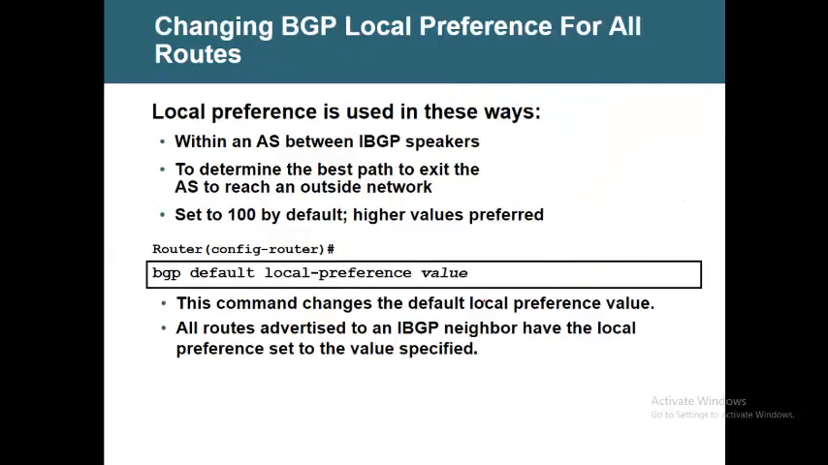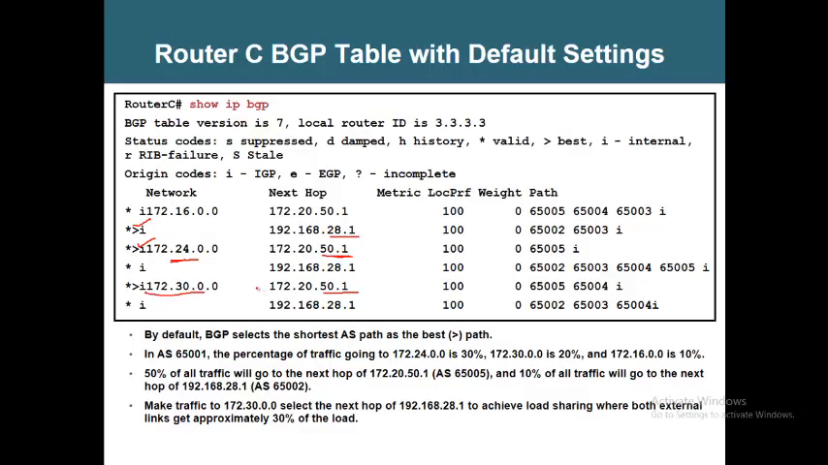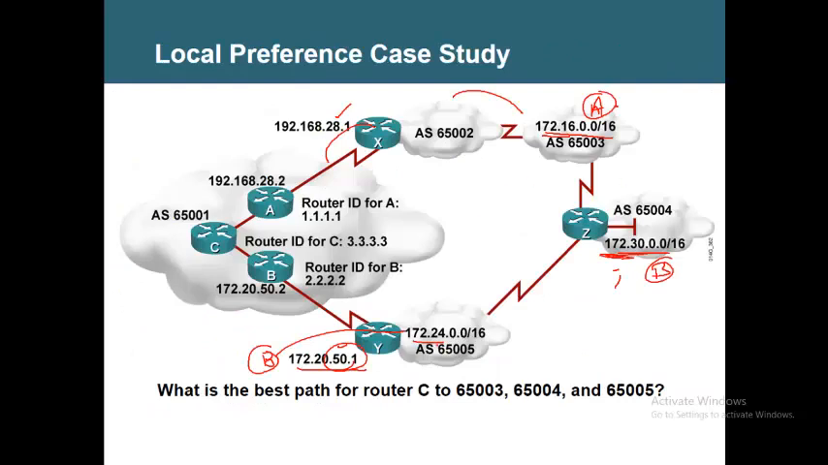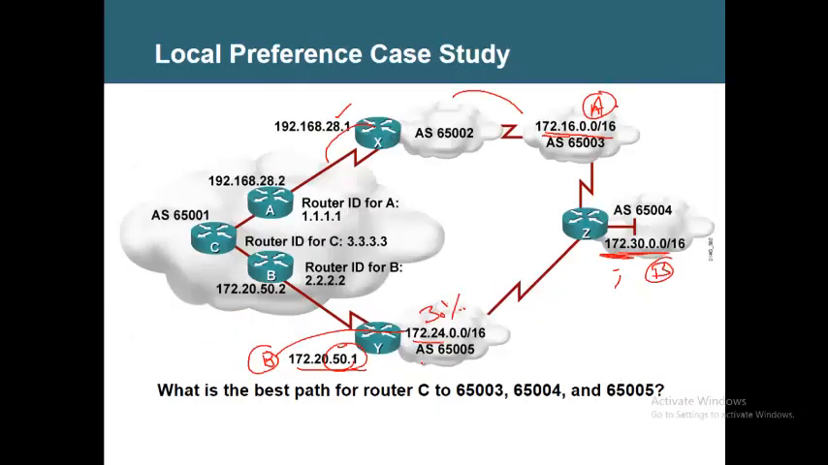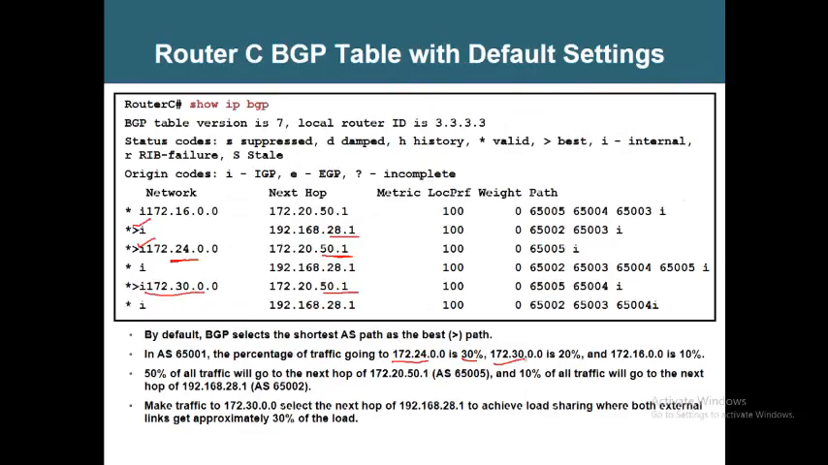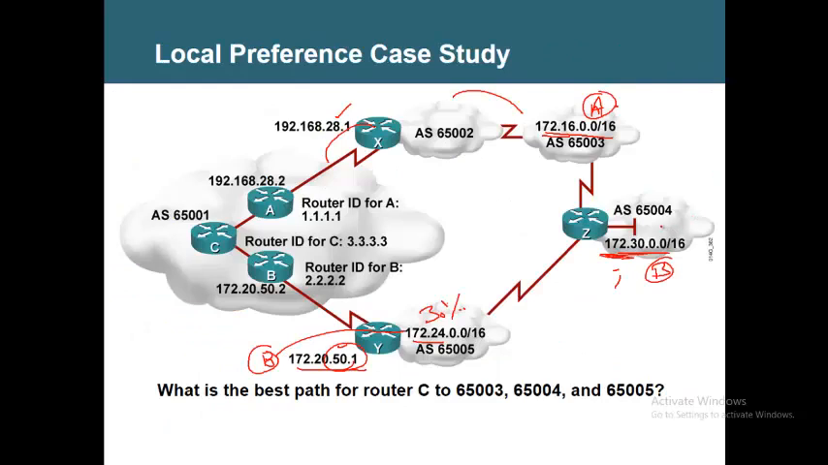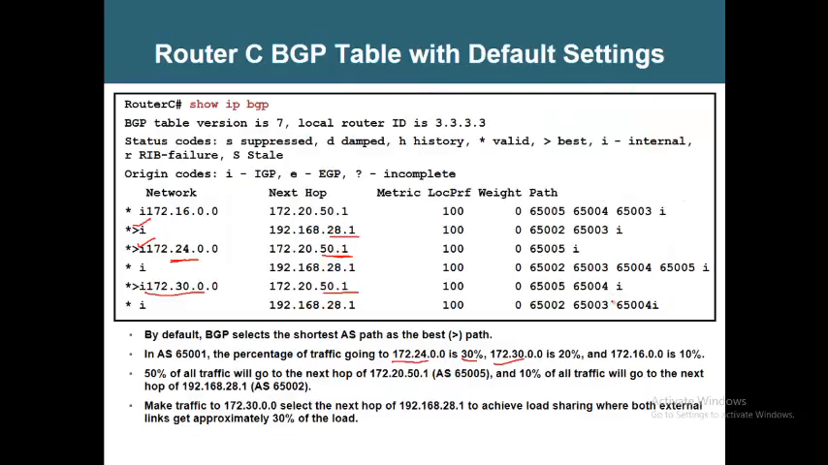Okay. So let us say 172.24 is 30 percentage. 30 percentage of traffic is to this. And 172.24 is 30. Correct. 172.30 is 20. Okay, right, I understand now. And 172.16 is 10.